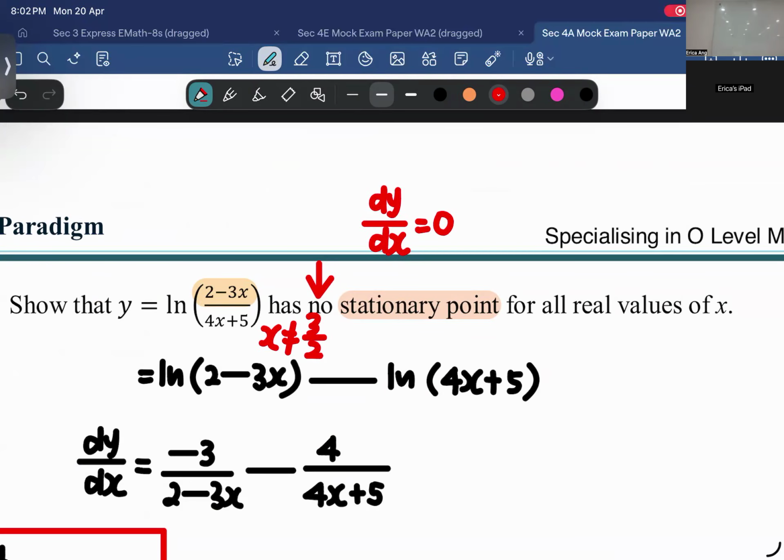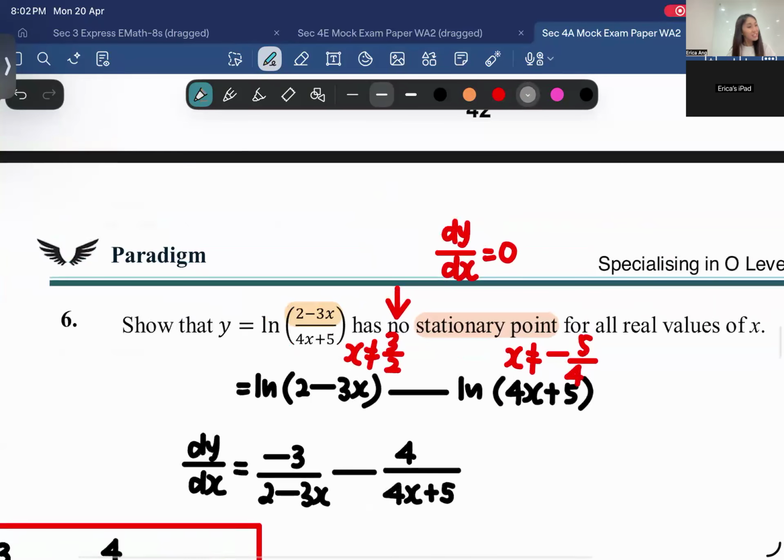So tell her, this x cannot be what though? Negative 5 over 4. Yeah. So how do I do this? If I can't see, I will do it like that: 2 minus 3x equals 0, then I'll go and find the x value. But I do it in pencil, cannot show people. Make sense or not? Okay?